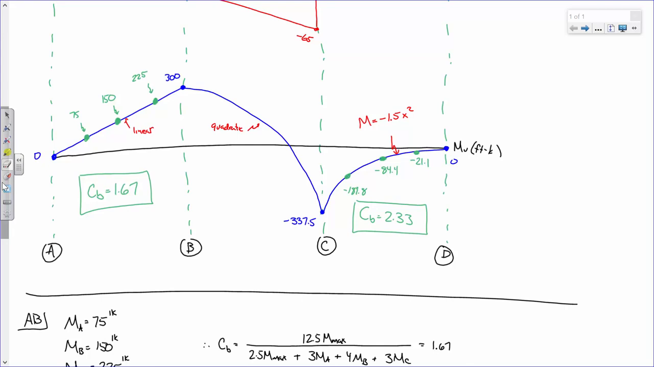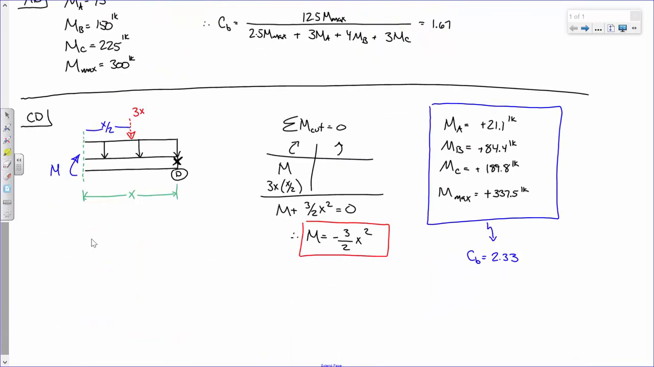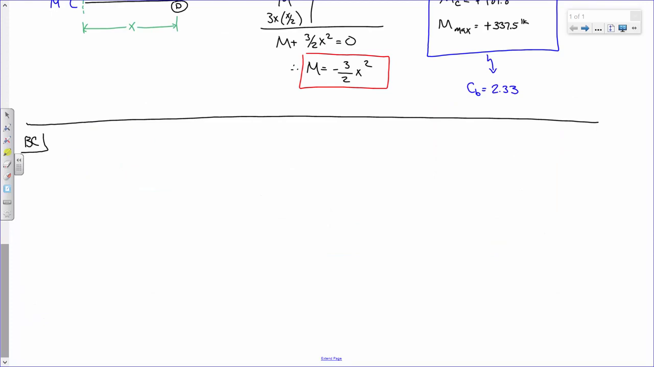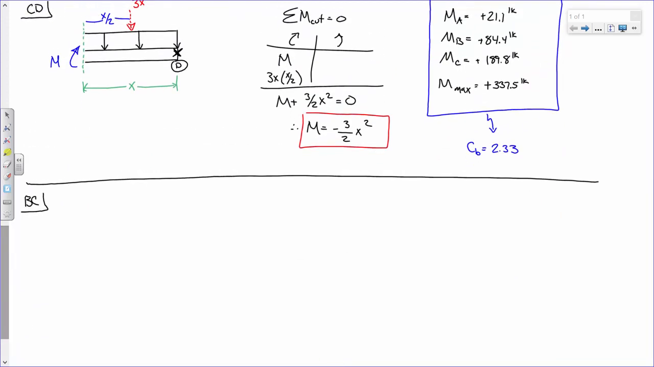Okay, so the last thing remaining is this segment. Now, what I'm going to do for this segment is I'm going to see if I can continue to use the origin over here and just cut a section and look this way. And I'm going to show you a little trick that I'm going to do to make this a little easier. This is BC. So here's the segment.